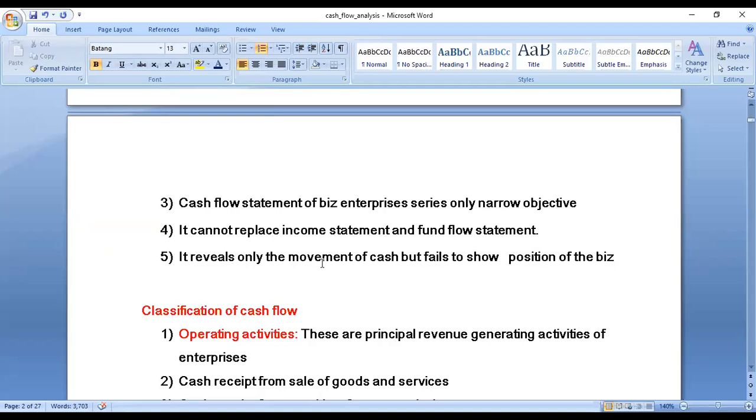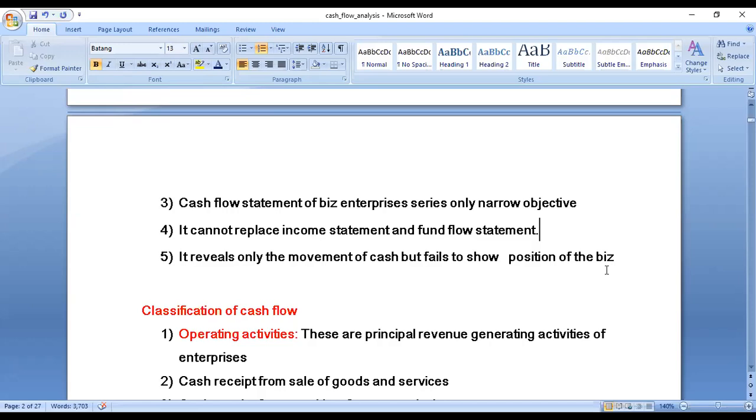It reveals only the movement of cash but fails to show the position of the business. The cash flow statement shows the movement of cash from one activity to another in the form of cash only, but it fails or has difficulty showing the position of the business because it indicates only the cash balances. That's why it is difficult to show the position of the business. My dears, these are the drawbacks or disadvantages of the cash flow statement.